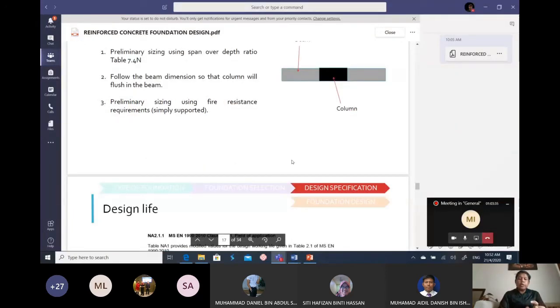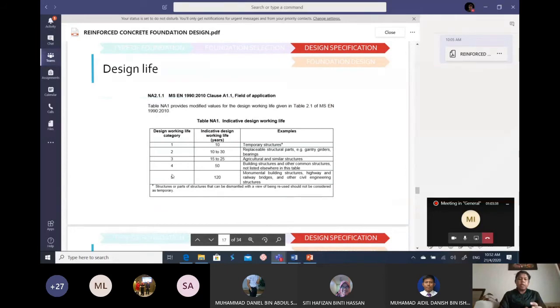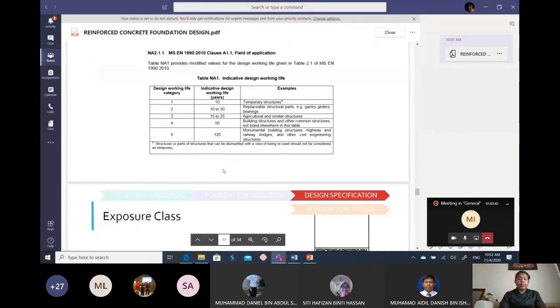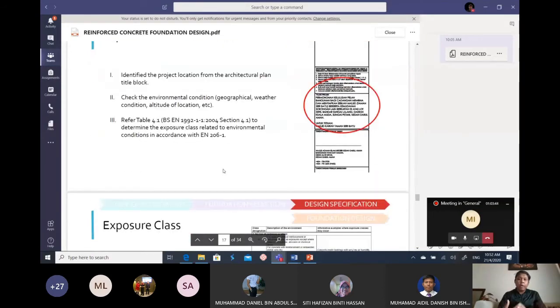So design life is the same. We can use 50 years, up to 120 years, but normally we use 50 years. Okay, the exposure class is the same as what we have done before. So you have to make sure.